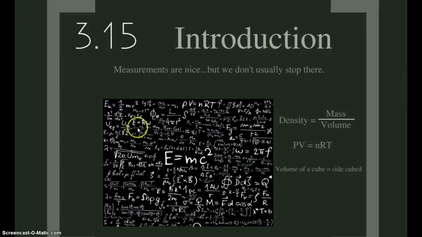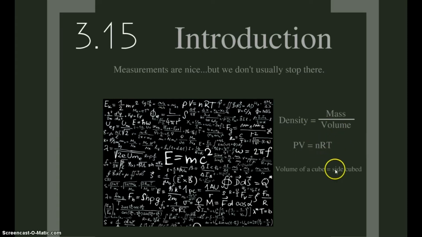So this, of course, is a bunch of crazy formulas, but some you might see in this class. Density we've already seen: density is equal to mass over volume. Another one you've probably already run into is the volume of a cube. A cube has perfect squares on each side, so if you take the length of one side and cube it, you find the volume of that cube. One that we'll come across later in the year is PV equals nRT, the ideal gas law. It's pressure times volume equals n, the number of moles, times R, a constant, times temperature.